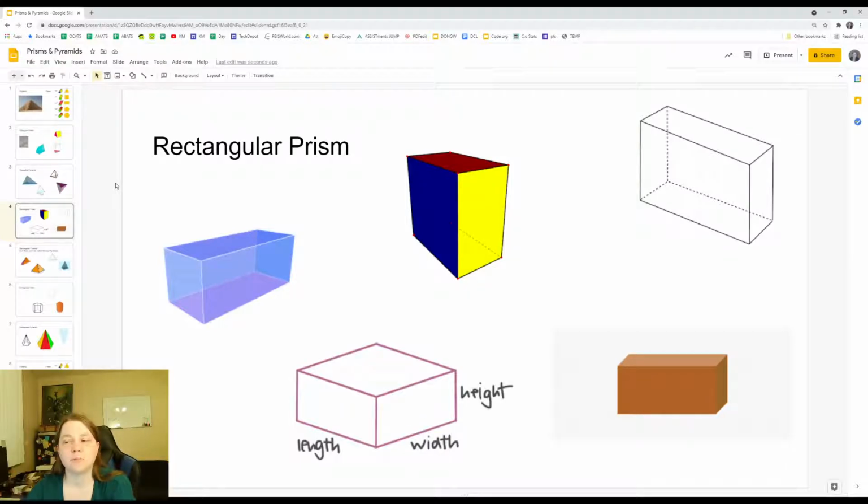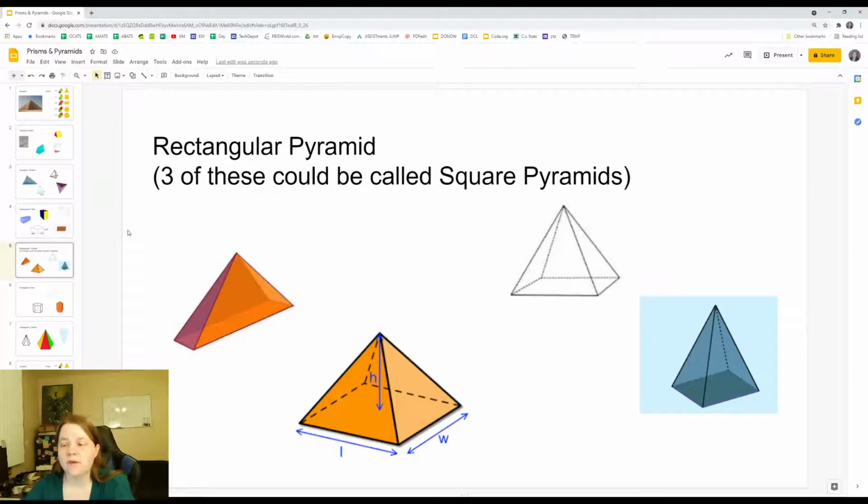A rectangular pyramid, on the other hand, will have a rectangle bottom base, and then the side bases will actually be triangles because they will come up from the rectangle base to meet in a center point.